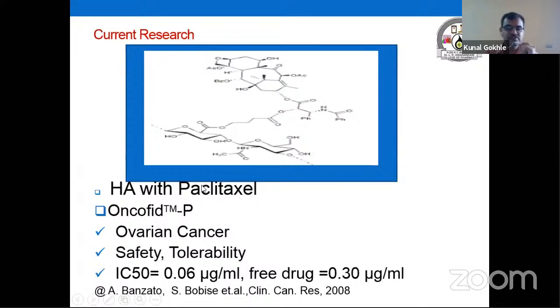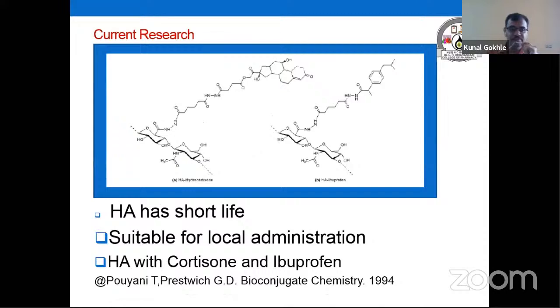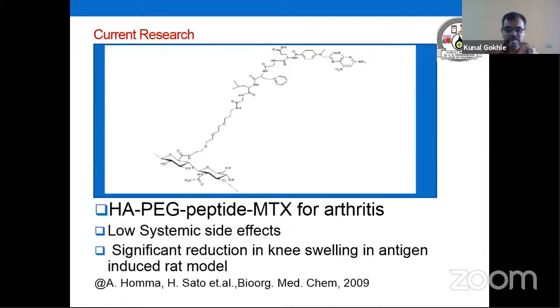And after the successful discovery of this paclitaxel-HA conjugation, this particular group of scientists has also started developing the Oncofid platform for the delivery of doxorubicin and camptothecin. So this Oncofid, they are now using as a platform, as a carrier system for the delivery of various drugs like doxorubicin and camptothecin, for improving their problems with those particular drugs.